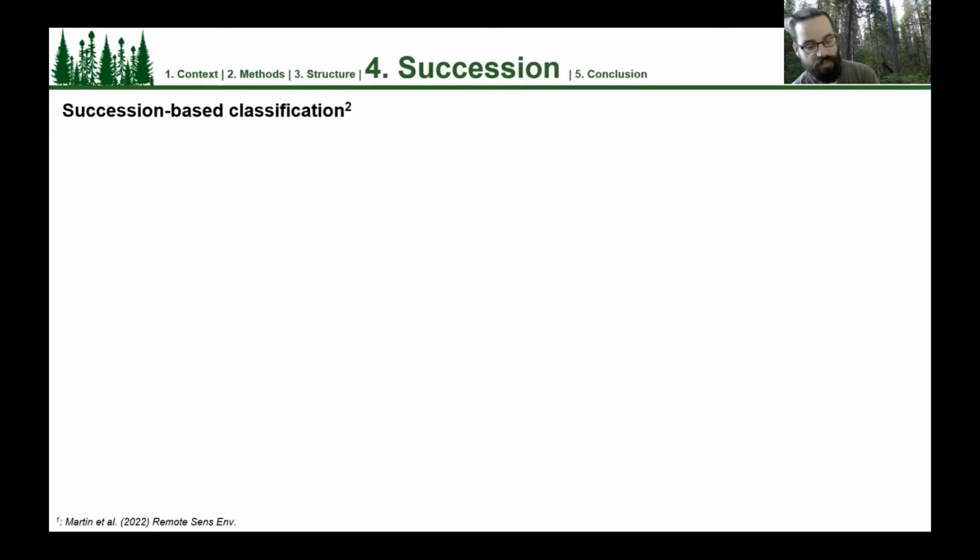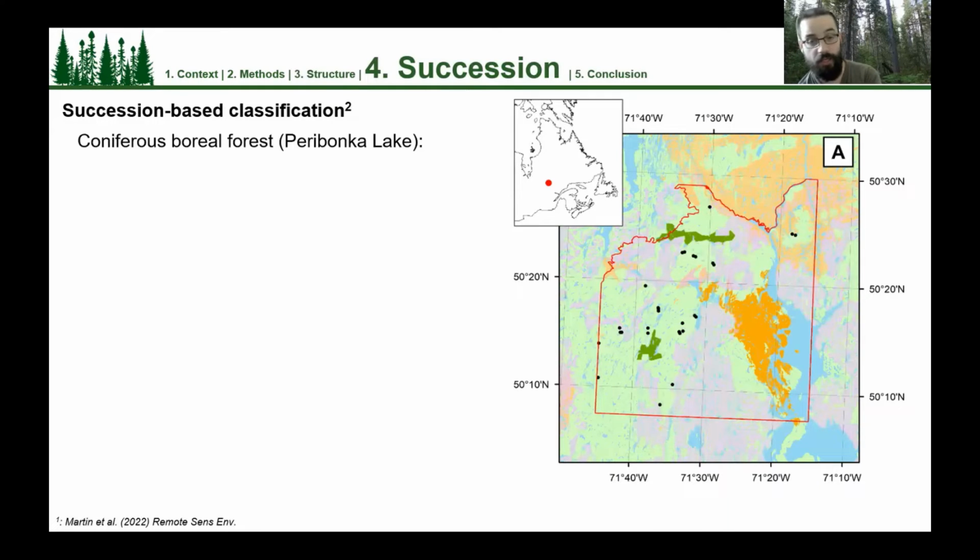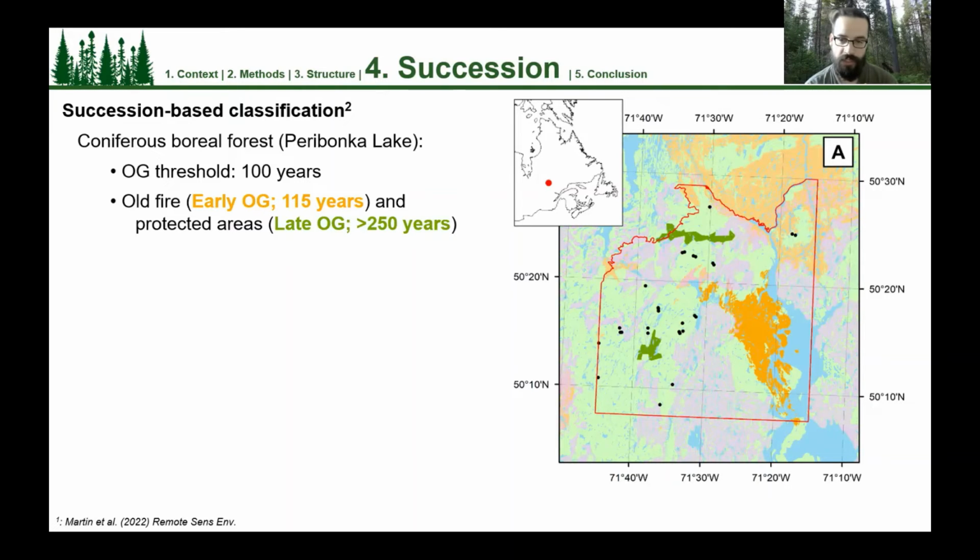Then for the second classification, we are here near Péribonka Lake in Quebec, where I showed the animation before. And here we consider that all forests are old growth when they exceed 100 years. We chose this area because we have a reference of the early growth stage with a fire that burnt around 115 years ago. We also have nearby 2 protected areas unburned since at least 250 years. And even if they have been harvested in this area here in purple, there are still many old growth forests of unknown age, unburned since at least 150 years. So it was a perfect area to test our model.